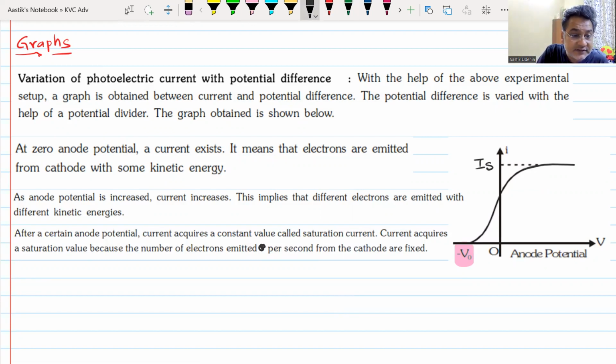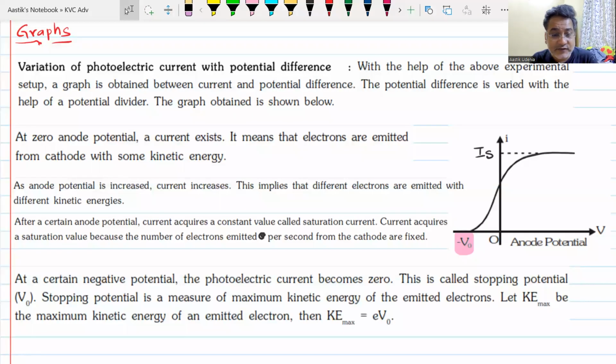Now comes the scenario where we are going to make the anode negative with respect to the cathode. Do we understand this? Yes, sir. And then what will happen? You will see that at a certain potential, which is known as the stopping potential, the current will cease. Kinetic energy max will be equal to e into V naught. Do we understand this? Yes, sir. I'll give you 2 minutes to note this down. Your time starts now. Try to draw the diagram on your own. Try to write the observation on your own. If you can do that, that means you have understood what has been told to you.